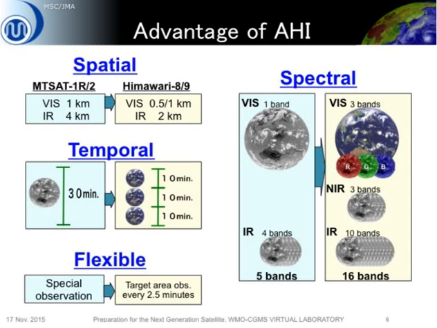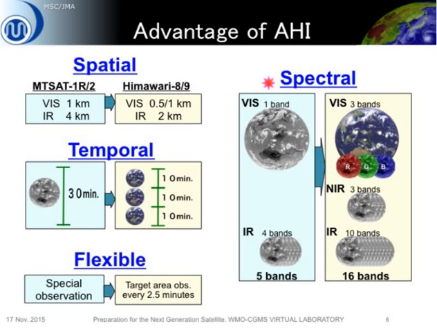And Himawari 8 has a remarkable advantage in spatial, spectral, temporal, and flexible observation function over MTSAT2. As for spatial resolution, MTSAT 1R and 2 have 1 km resolution for visible band and 4 km resolution for infrared band. On the other hand, Himawari 8 has 0.5 km or 1 km resolution for visible band. As for temporal resolution, MTSAT 1R and 2 took 30 minutes for full disk observation, but Himawari 8 and 9 take only 10 minutes for full disk observation.